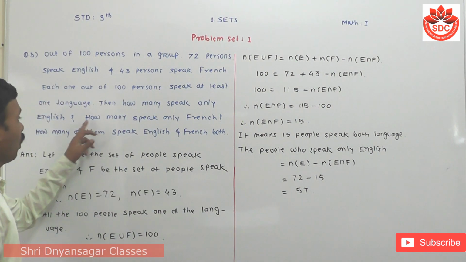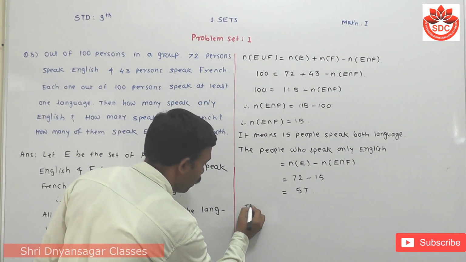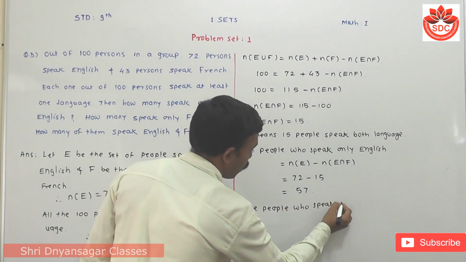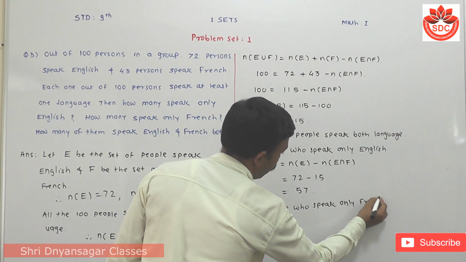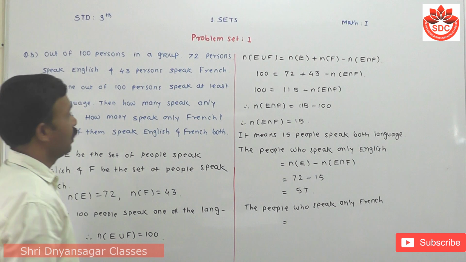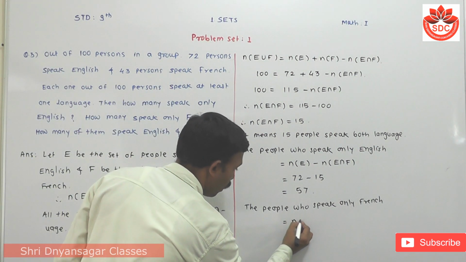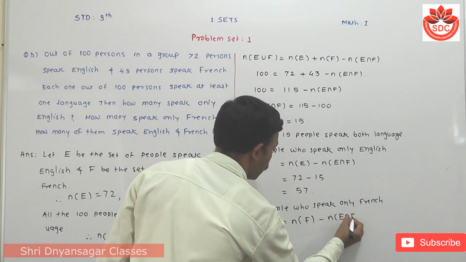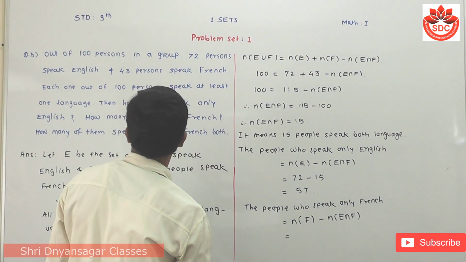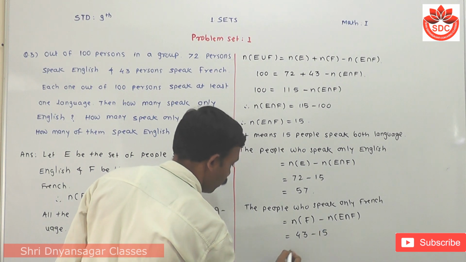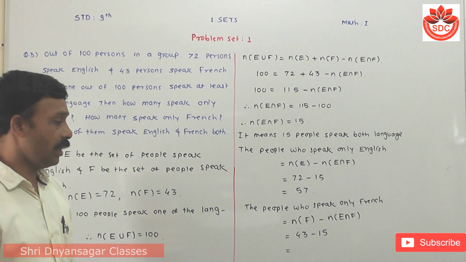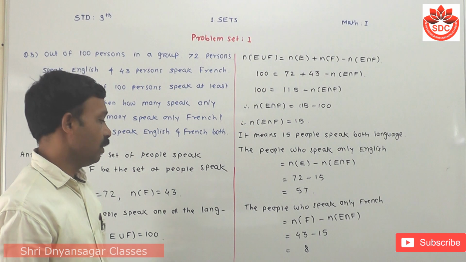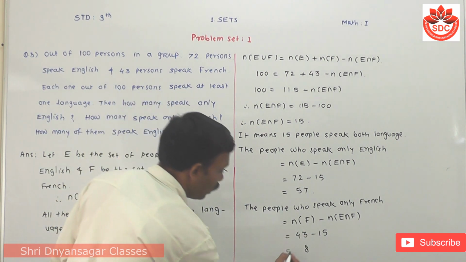Then we have to find out how many speak only French, meaning the people who speak only French is equal to, now here the number of people who speak French is n of M minus their common, meaning both, n of E intersection M. This one is 43 minus 50, the subtraction becomes 13 minus 5 is 8, then 3 minus 1 is 2.